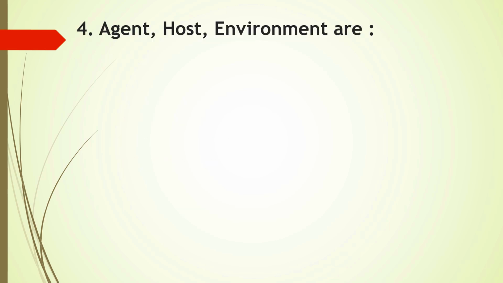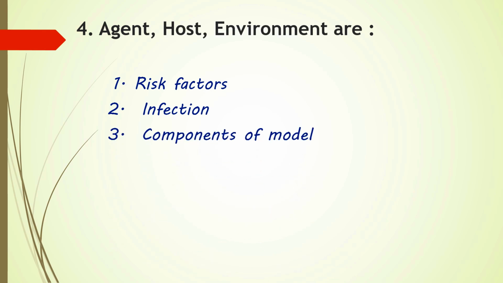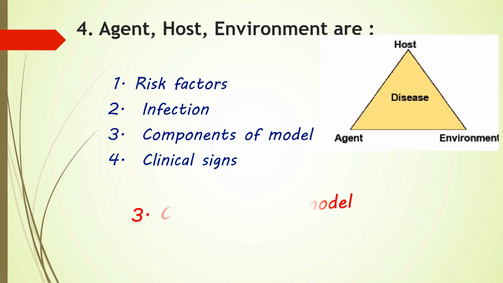Question number 4, agent, host and environment are. Options are risk factors, infection, components of model, or option 4, clinical signs. Yes, agent, host and environment are the components of epidemiological triad. So it's a component of a model. So option 3 is the correct answer.